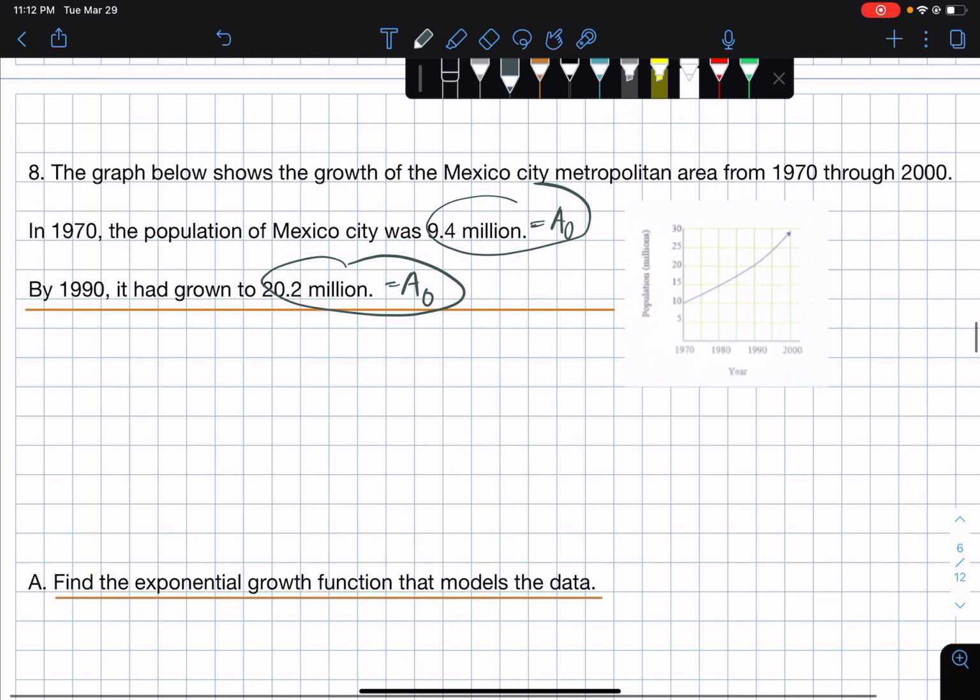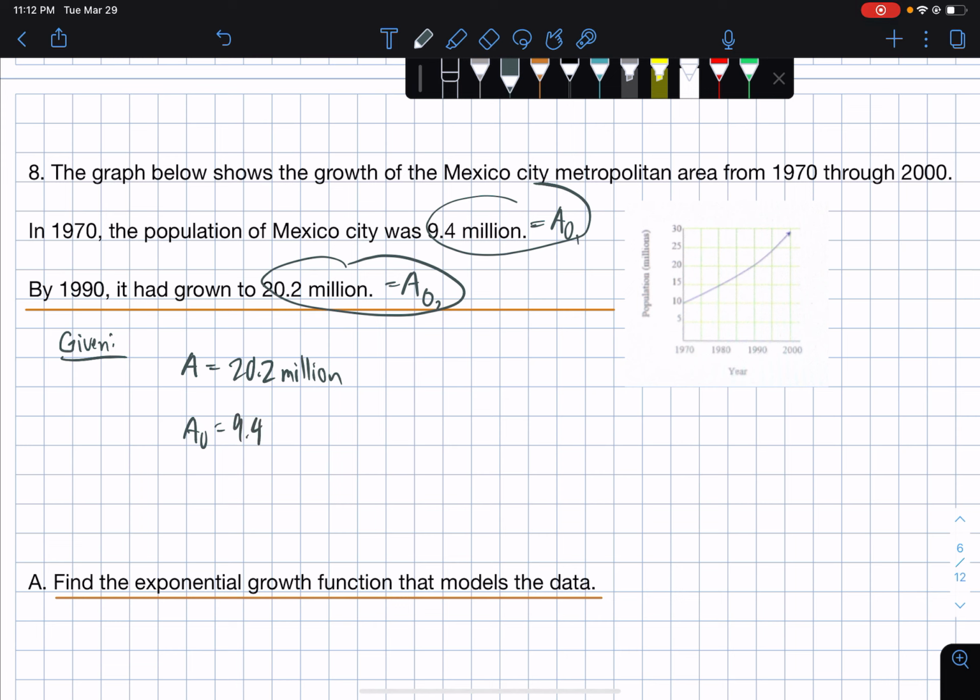Before that though, let's write our given. For our A, the final amount, let's assume that it's going to be 20.2 million. For A0, that's going to be 9.4 million. Since this is population growth, the trend will be increasing. The populations will always increase under normal circumstances. For t, it's going to be 20 years, since 1990 minus 1970 is 20.